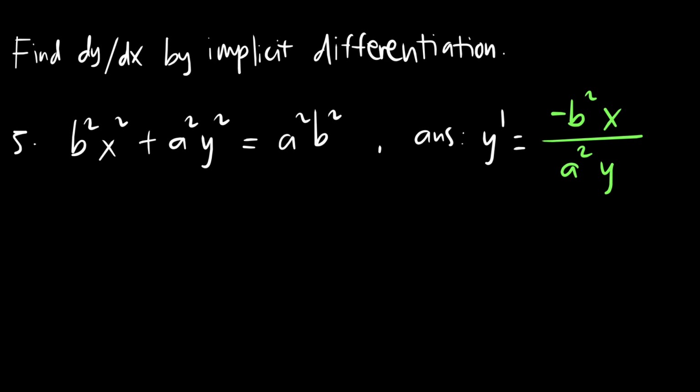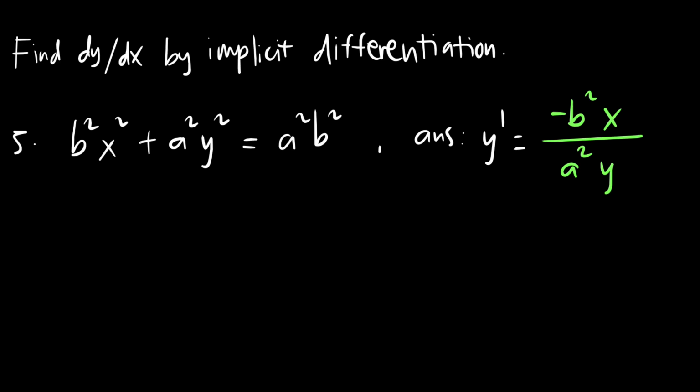Proceed to number 5. b squared multiplied by x squared plus a squared y squared is equal to a squared multiplied by b squared. So we are tasked to find dy over dx. So this variable b and a are constant.